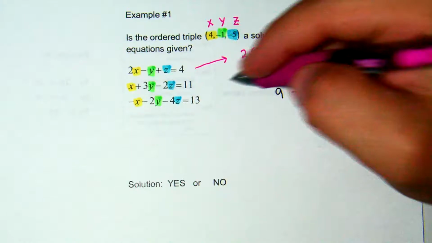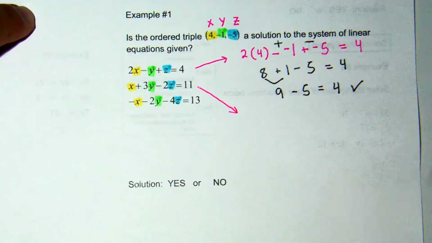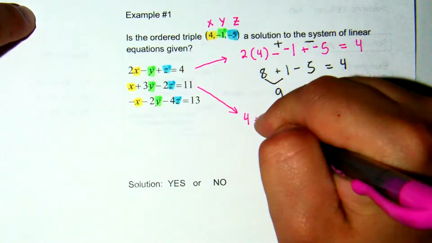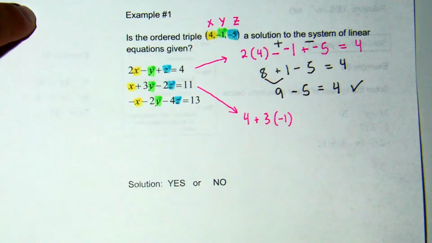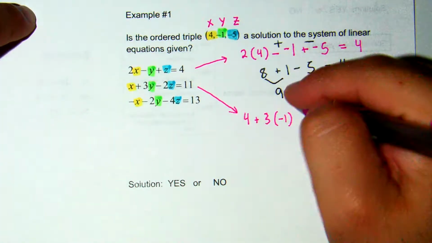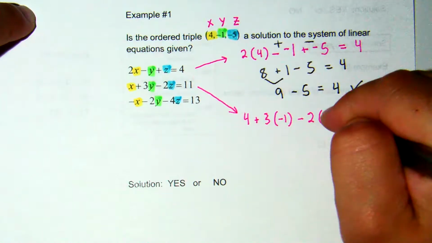So we'll take the next equation. Do you have to take them in order from top to bottom? No. You can start with whichever one you would like. So now x is 4 again. Plus 3 times, and the y is (-1). Yet again, they're multiplying, so I use parentheses. Minus 2 times z, which is (-5). And does this equal 11?